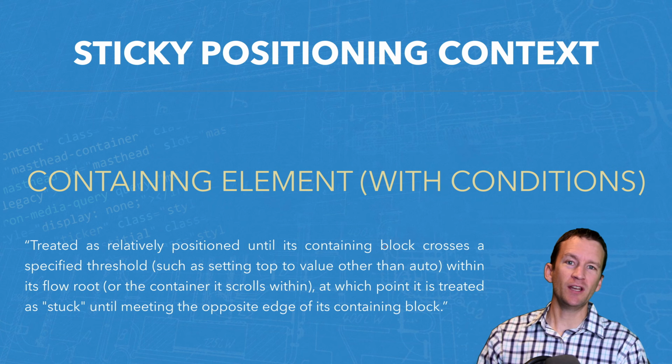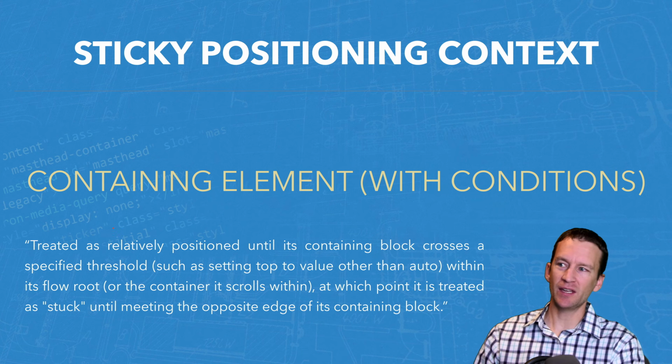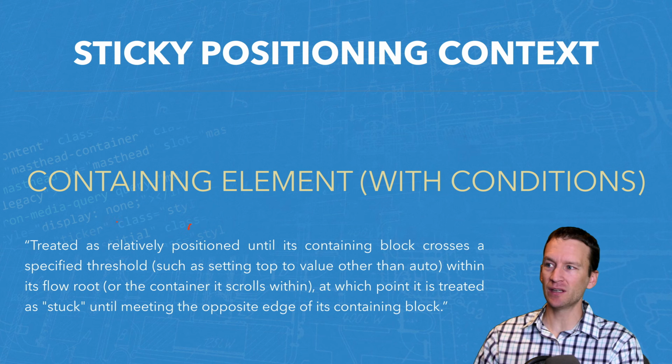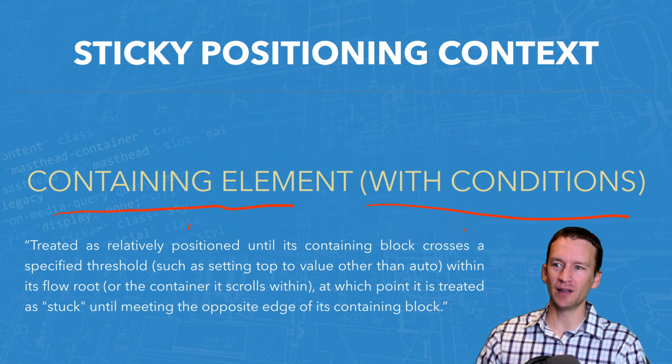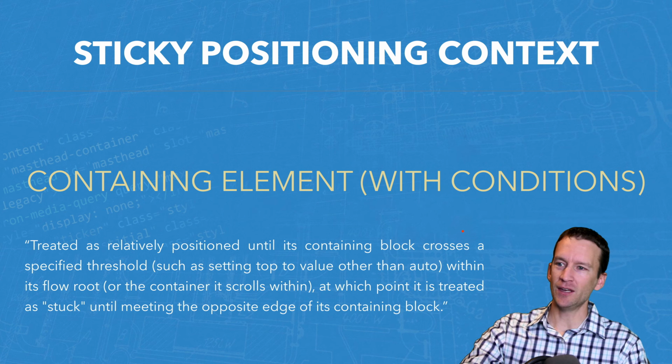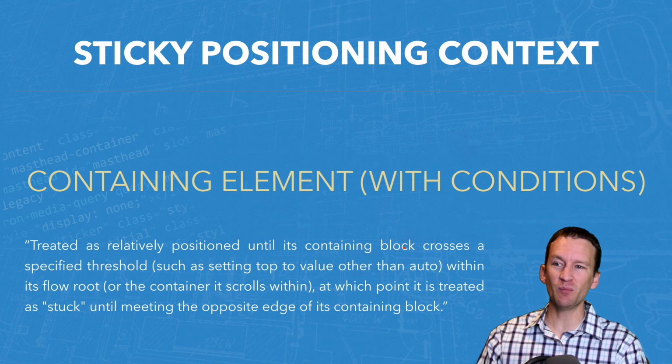Okay, the last one here is the sticky positioning context, and this one's a little bit goofy. It's fairly new, but its positioning context is the containing element. So it's kind of like absolute in this case, where it's the containing element, but only with certain conditions are met. Then it sort of behaves like fixed positioning. So it's kind of this weird hybrid between several. And you can see here, this is quoted from the MDN docs, but it says it's treated as a relative positioned element until its containing block crosses a specific threshold. So that's what I mean by conditions.